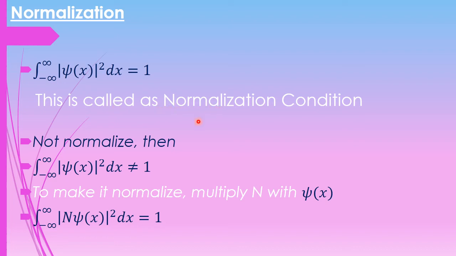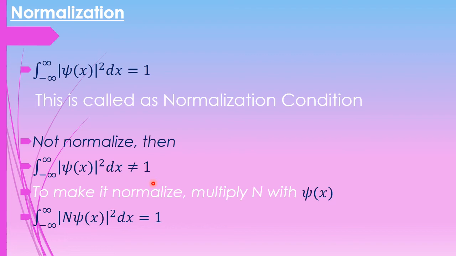Already I told you that n number of solutions are there for a Schrödinger equation, but only one solution will satisfy this normalization condition. That means that particular solution will represent the physical state of a particle. All others are mathematical solutions only. So we have to normalize the wave function. If it is not normalized, then the integral from minus infinity to plus infinity of modulus psi of x the whole squared dx is not equal to 1.